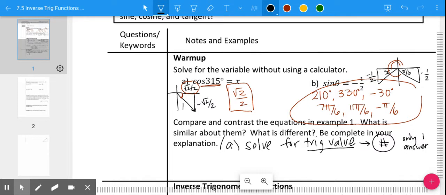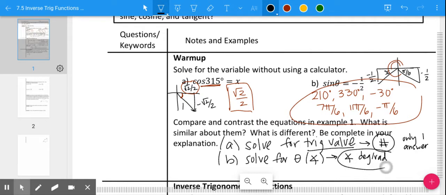Okay, but then when we go to part B, now we are solving for an angle. We are solving in part B for an angle, for theta, which represents an angle. And our answers are going to be angles in degrees or potentially in radians, and that may be specified for us. And in this, there is not only one answer. There are multiple possible answers that could work. In fact, there's an infinite amount of answers.